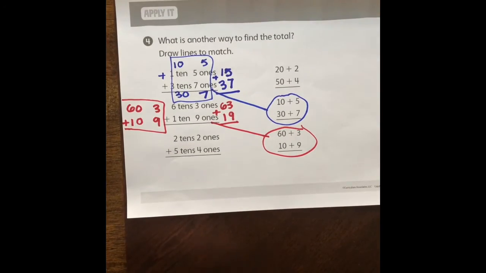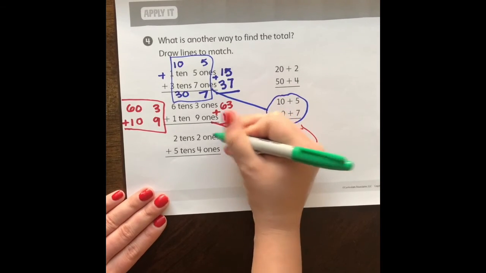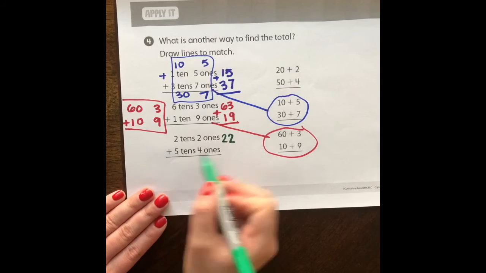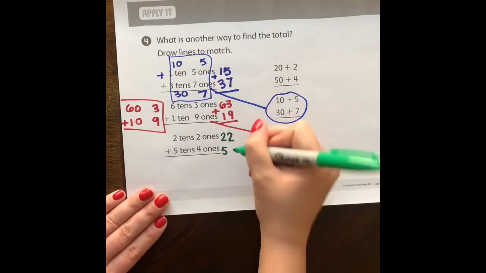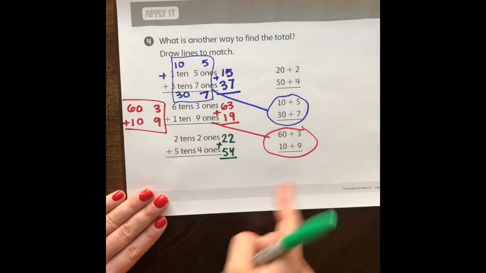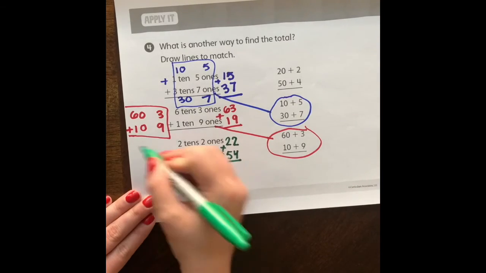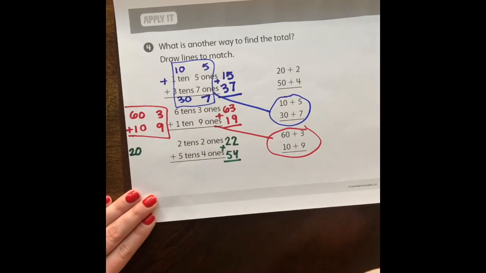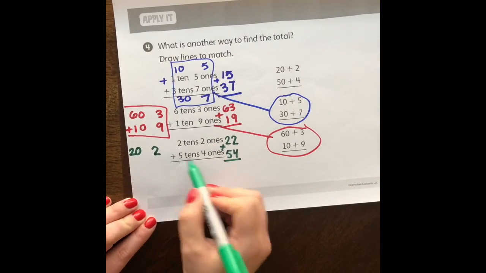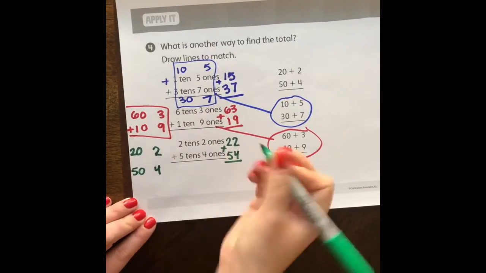The last problem reads 2 10s, 2 ones. We know there's a 2 in the tens place and a 2 in the ones place. And down here, we know there's a 5 in the tens place and a 4 in the ones place. This reads 22 plus 54. And to write this simpler, like what we're looking for over here, we know 2 tens is equal to 20. And then there's going to be 2 ones. And here, we know 5 tens is equal to 50. And we have 4 ones.